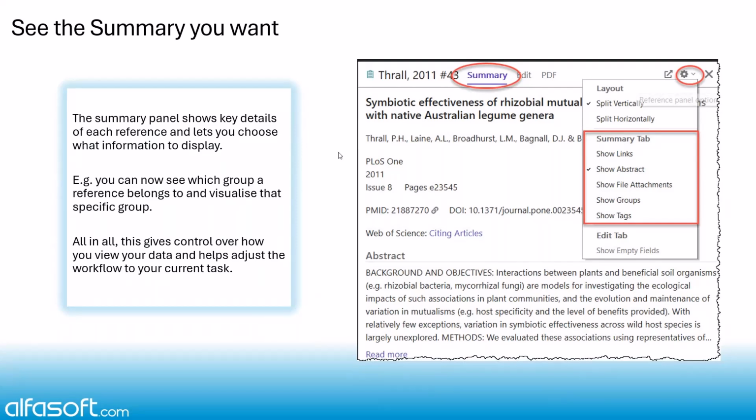For example, you can see which group a reference belongs to and view the group directly from the panel, links and tags and stuff like that. And basically, you can adjust the view for the task at hand, whether you're organizing, writing, or analyzing your references. This is just one way you can adjust EndNote to suit your workflow. And it's my strong belief that it is always worth taking the time to set things up the way you want them, so it suits you the best.